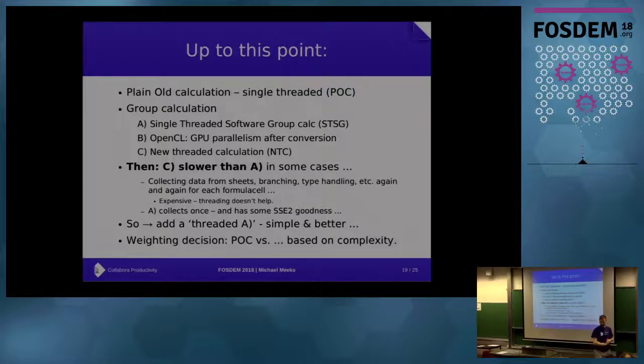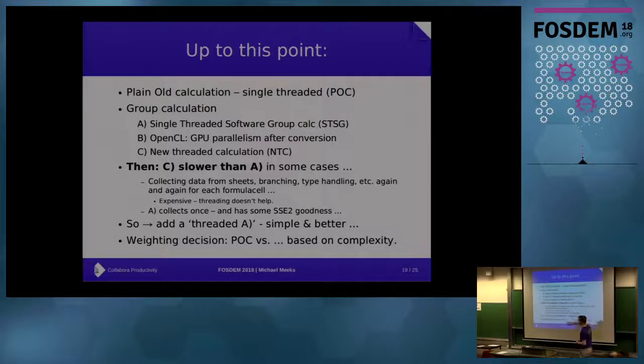And then, horror of horrors, on benchmarking it, we discovered that sometimes the new threaded calculation, which is all shiny and pretty and doing no locking really at all, and absolutely wonderful, was slower than the single-threaded calculation with the software group interpreter. So that's pretty depressing after some month of work.